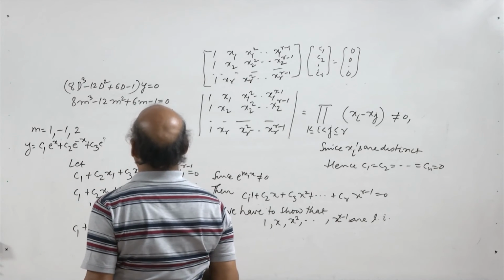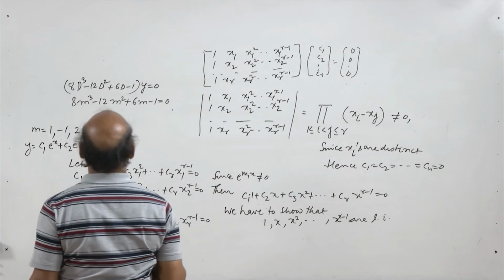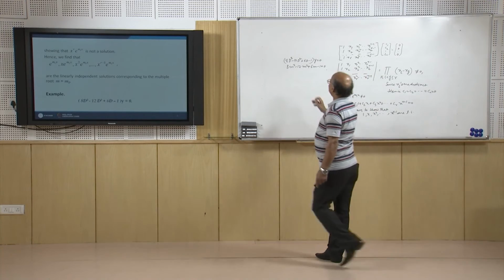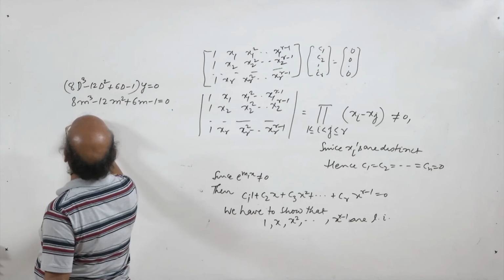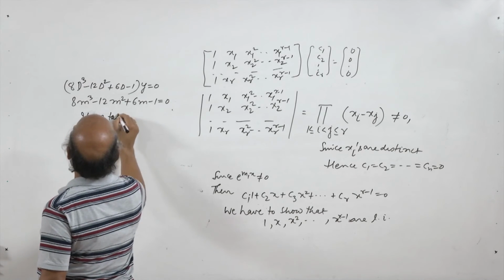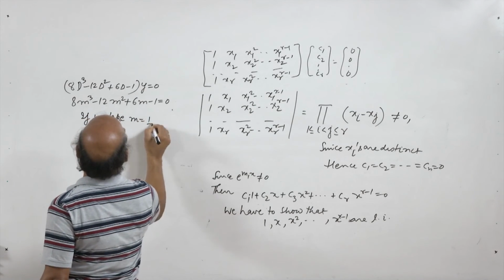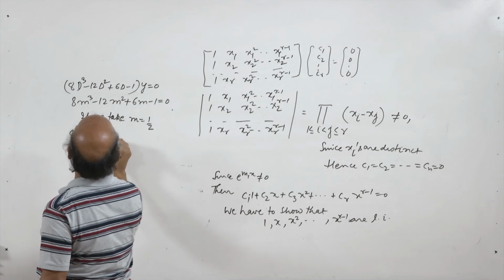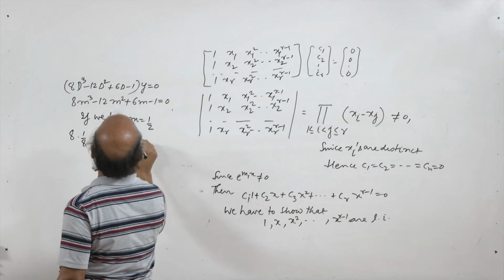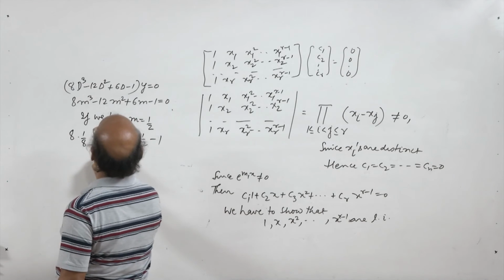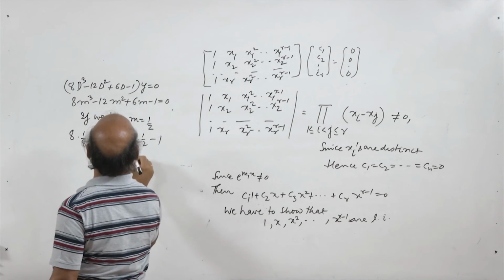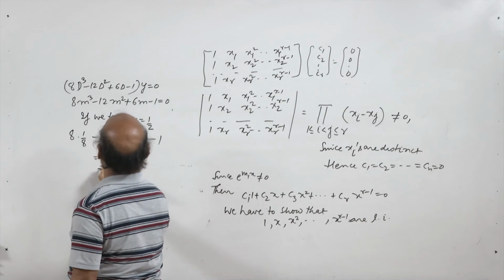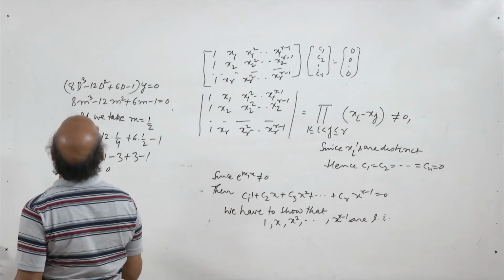8m cube minus 12m square plus 6m minus 1 equal to 0. Let us solve this cubic equation. Here we notice that if we take m equal to half, then we get 8 into 1 by 8 minus 12 into 1 by 4 plus 6 into 1 by 2 minus 1, equal to 1 minus 3 plus 3 minus 1, equal to 0. So m equal to half is the root of this equation.